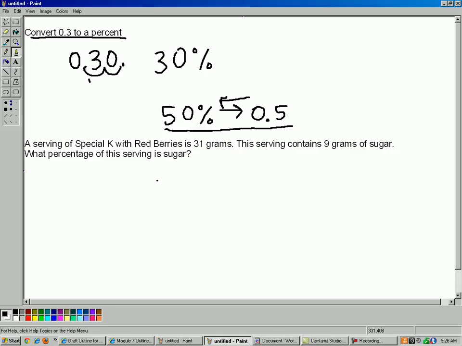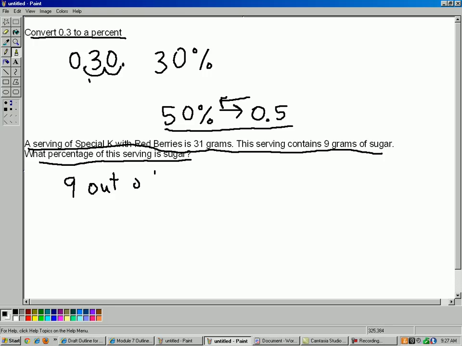All right, last example is converting a fraction into a percent. So we have a serving of Special K with red berries is 31 grams. This serving contains 9 grams of sugar. What percentage of this serving is sugar? In statistics, we do this sort of calculation all the time. You're given a certain proportion and you want to know what that percentage is. So let's break this down. Basically, I'm asking the question, 9 grams of sugar out of 31 grams of cereal is what percent?